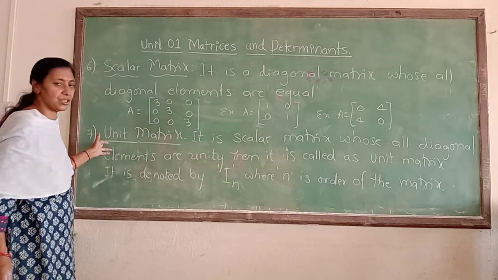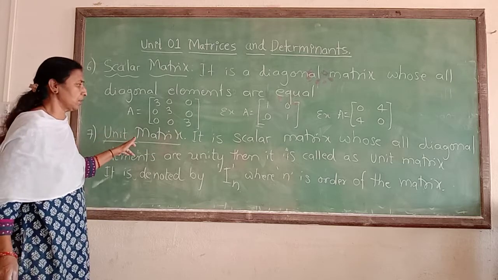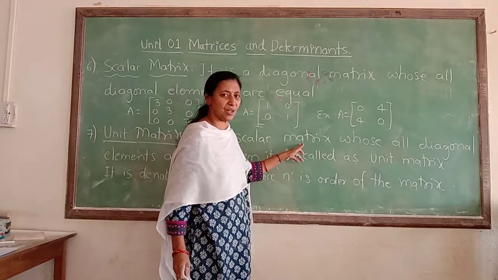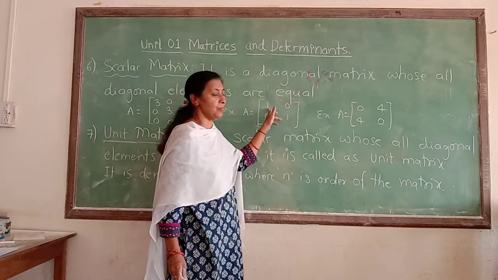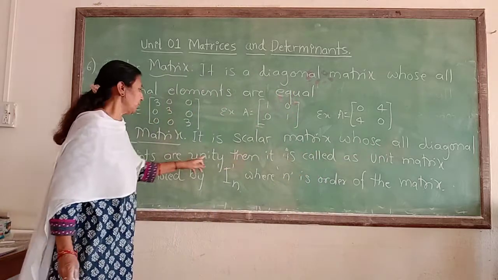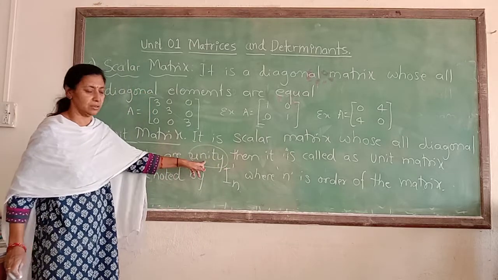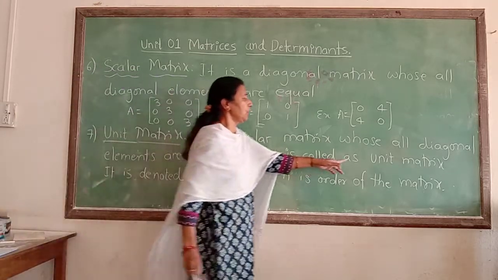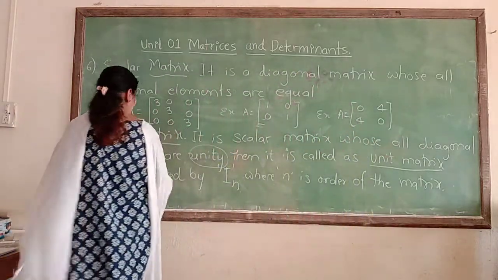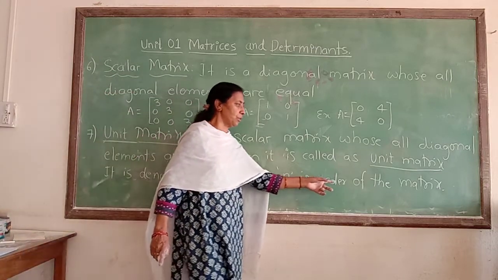Let us go to the next type of matrix, the unit matrix. Unit means 1, so let us see where the 1 is here. It should first be a scalar matrix, meaning the diagonal elements should be the same. Its diagonal elements are all unity, that is, all 1. Then it is called a unit matrix. It is denoted by I_n, where n is the order of the matrix.